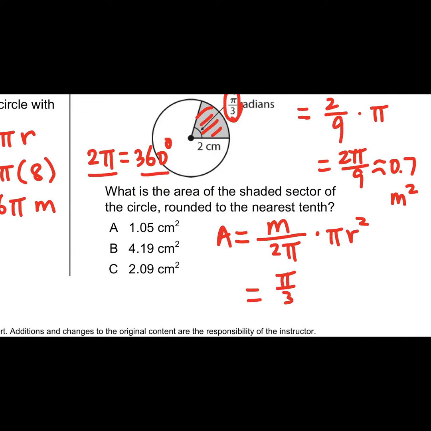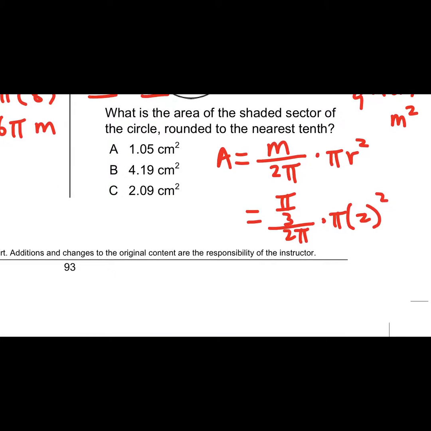It's right here, given by pi over 3, divided by 2 pi, times pi, and then the radius is 2. So we're going to substitute that in, and then we're going to work out the math here. Pi over 3 divided by 2 pi over 1 is multiplying by the reciprocal. So it's 1 over 2 pi.